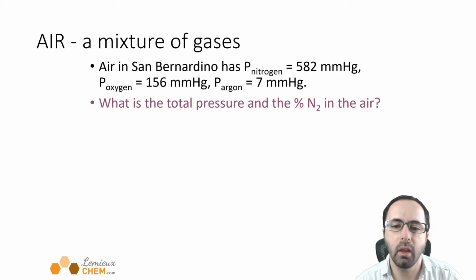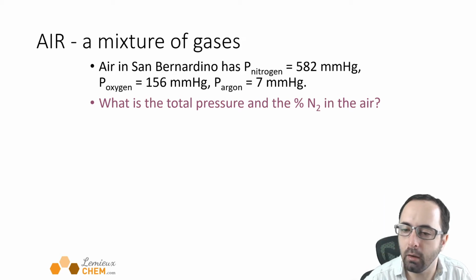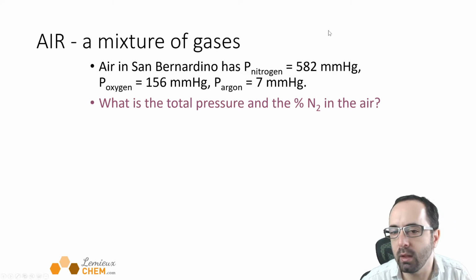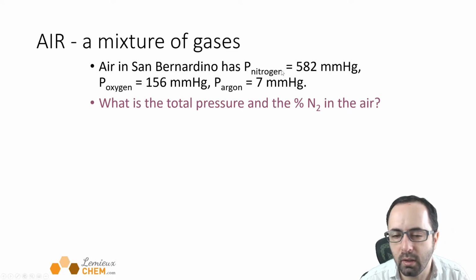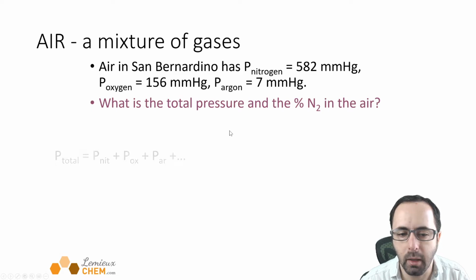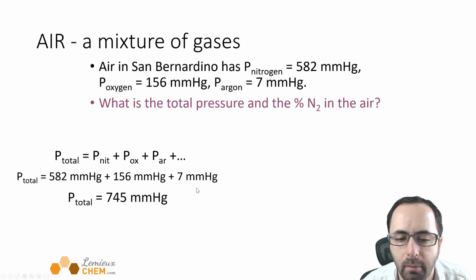So now we can go the other way too, and if we did not have the percentage of nitrogen, we could figure it out. What we do is we take the partial pressure of nitrogen, we divide it by the total pressure, and that gives us the fraction of molecules that should be nitrogen. Then we multiply by 100% to make it a percentage. As we saw earlier, the total pressure is the pressure of nitrogen, oxygen, argon, and the rest. So we add them all together and we get 745. We did that on the last slide.